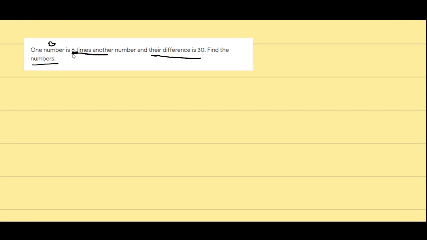But if they change 6 times here and they change this difference, it will change how the problem looks like. So those words that if they change, we change the problems, we have to get hold of them and analyze them carefully. So one number is 6 times another number.